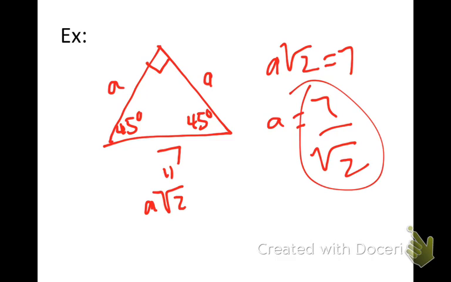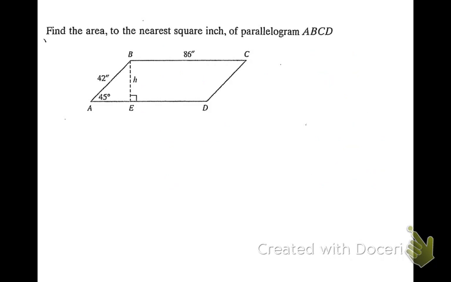The whole key is labeling the sides correctly. The algebra is not that difficult. It's usually a simple equation. You usually have to divide or multiply. Let's look at this example. I have to find the area of this parallelogram. Yeah? In a 45-45 right triangle, will the hypotenuse always be the opposite of the 90-degree angle? Yes, the hypotenuse is always opposite the 90-degree angle.